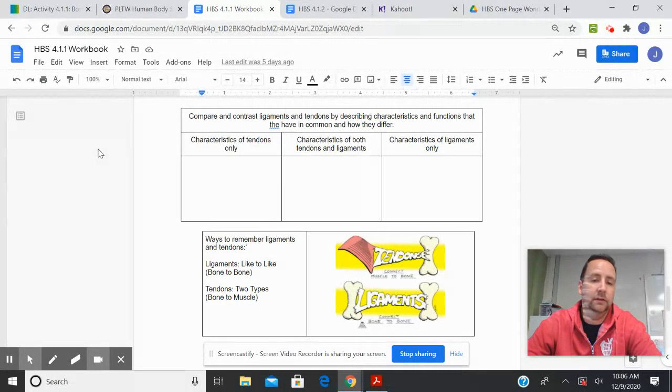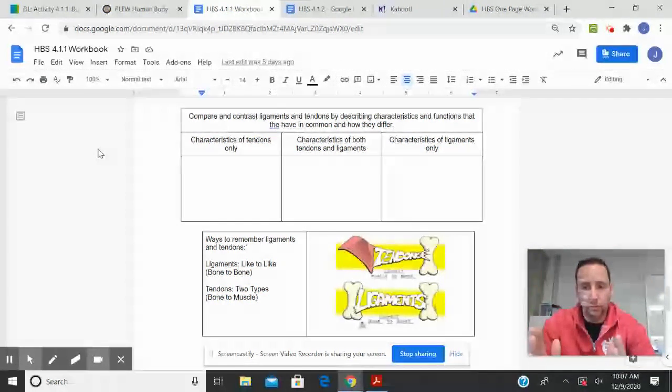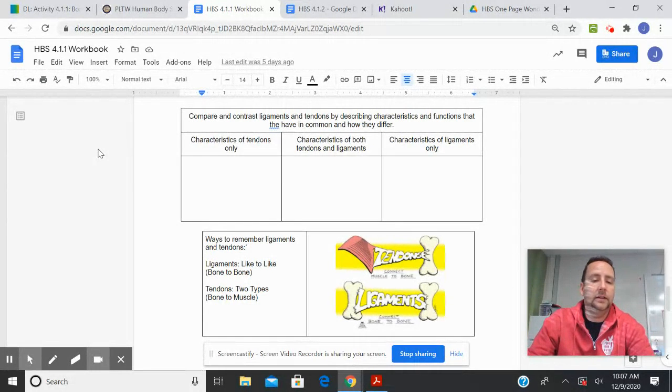And I always think ligaments like to like, because they're connecting. Ligaments like to like, starts with an L, and they connect bone to bone. The most commonly known ligament is the ACL, anterior cruciate ligament, and that ligament connects the femur essentially to the tibia in the knee. And so when you see someone tearing their ACL, they're tearing that ligament that allows those 2 bones to move relative to each other.